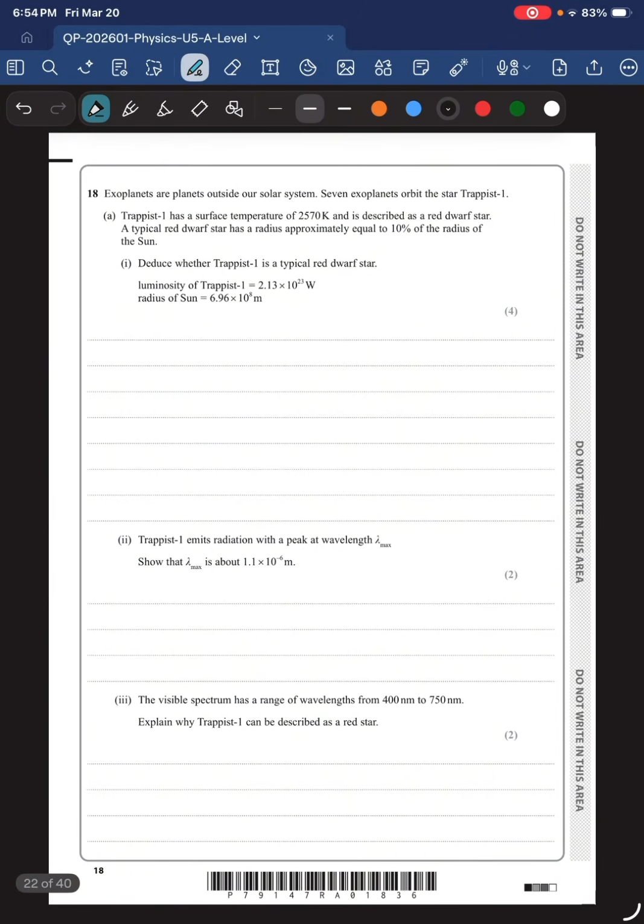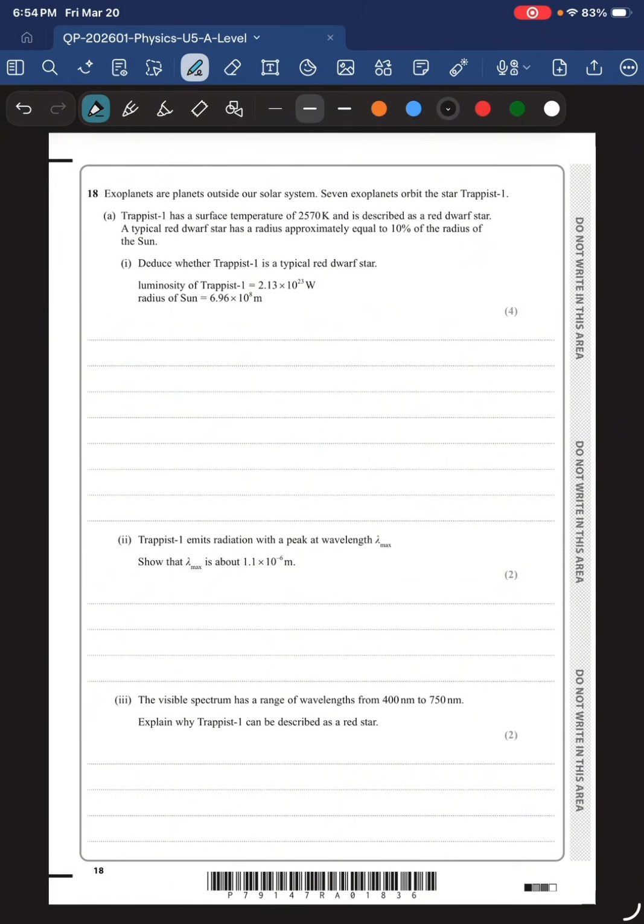All right, moving on to question 18. Exoplanets are planets outside our solar system. 7 exoplanets orbit the star TRAPPIST-1. TRAPPIST-1 has a surface temperature of 2570 Kelvin and is described as a red dwarf star. A typical red dwarf has a radius approximately equal to 10% of the radius of the Sun. Deduce whether TRAPPIST-1 is a typical red dwarf star, and they give you the luminosity of TRAPPIST-1 and the radius of the Sun.